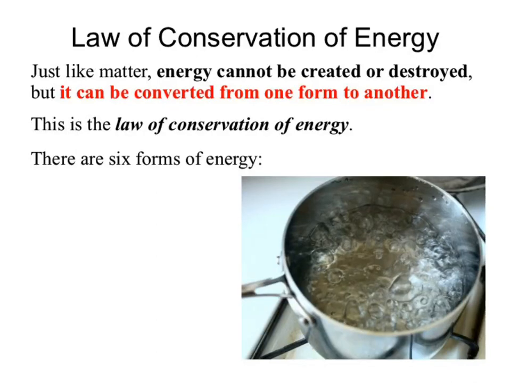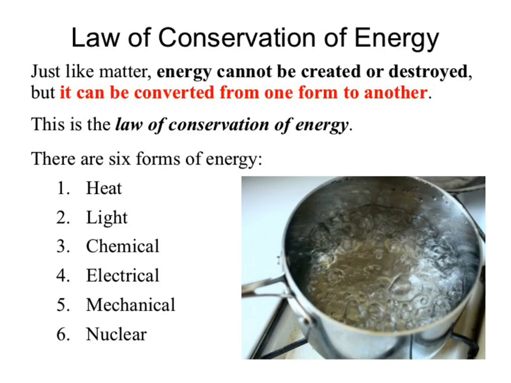Where we ended Thursday was looking at our energy. I believe this is exactly where we ended, and we had these 6 forms of energy. Okay. So we have heat, light, chemical, electrical, mechanical, and nuclear. And virtually everything that we do in our everyday life has to do with these forms of energy.